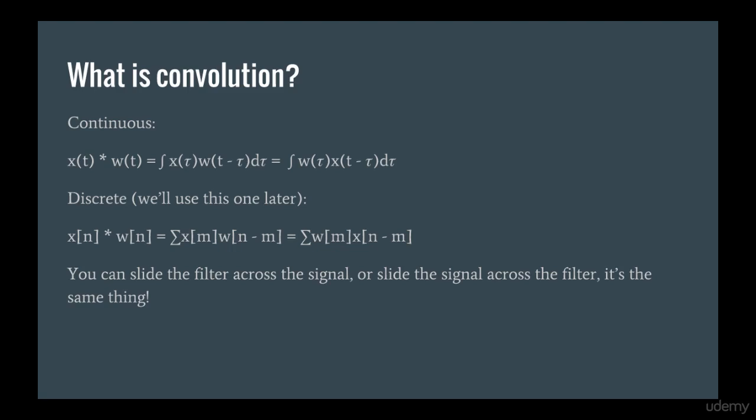So now here is what we consider the definition of convolution. We usually represent it by an asterisk. We can do it for a continuous independent variable or a discrete independent variable. You can think of it as we are sliding the filter across the signal by changing the value of tau or m. Again, I want to emphasize that it doesn't matter if we slide the filter across the signal or if we slide the signal across the filter, since they would give the same result.